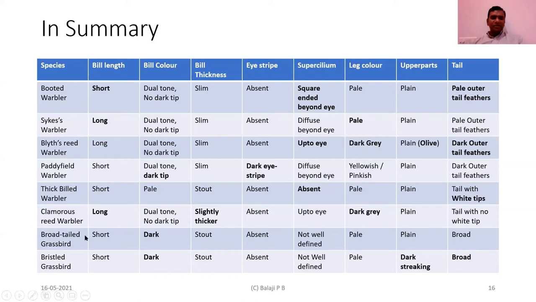So the broad-tailed grassbird has a very dark stout bill and a broad tail. The bristled grassbird, again a dark stout bill with dark streakings on the upper parts. So it's perhaps the only warbler seen in the south which has dark streakings on the upper parts. The tail is also quite broad, but not as broad as the broad-tailed grassbird.